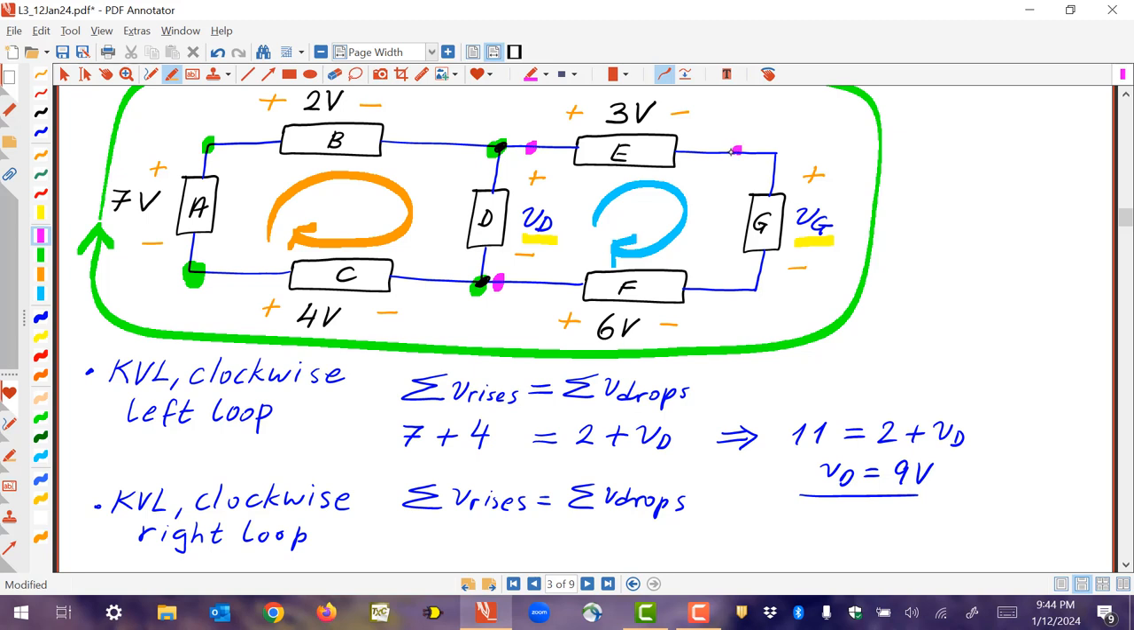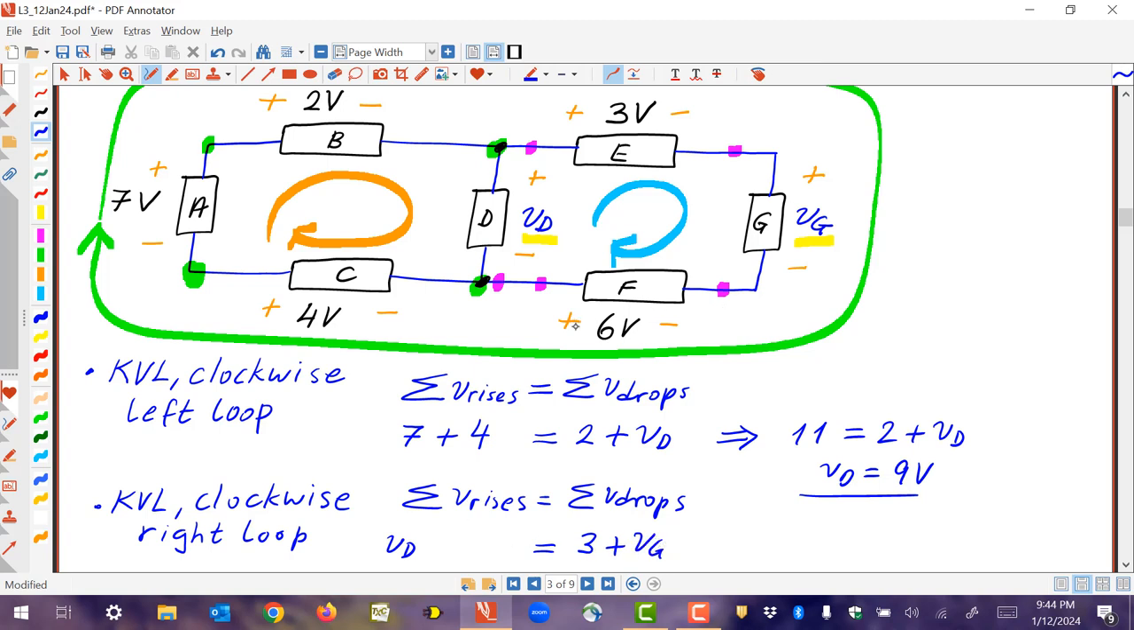Then I'm going to follow 3 volts, follow VG, rise of 6 volts, right? So I think you can follow that. So what I have is I'm going to go up by V sub D, which I know is 9 volts, but I'm writing it that way so you see it. So I'm going up by V sub D, right? And then I go down by 3 volts. Then I go down by V sub G volts. That's what I'm looking for.